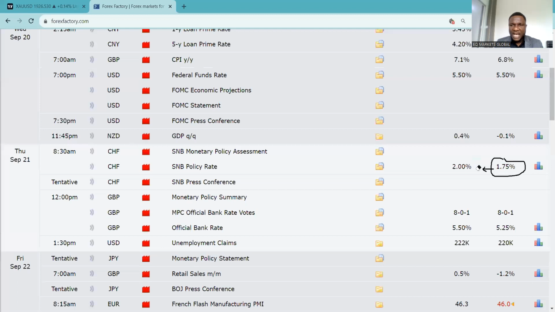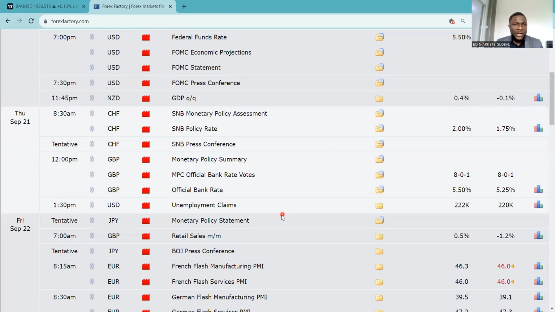So again, we put our eyes on that and find out more information on what we're going to be doing. By 12 noon, there's also going to be an official bank rate report from the Great Britain pound. How many bank rate reports have we taken? On Tuesday, USD, 7 p.m. On Thursday, first of all, 8:30 a.m. we're having the Swiss franc. Still on Thursday at 12 noon, we're expecting the monetary policy statement for the Great Britain pound. That's 3: USD, CHF, and the Great Britain pound.